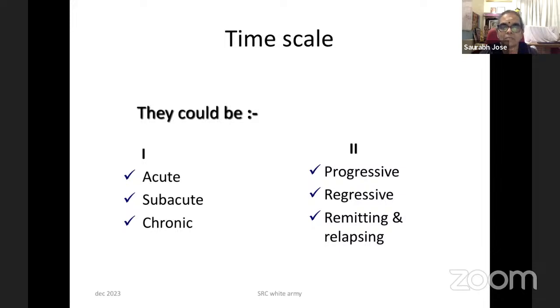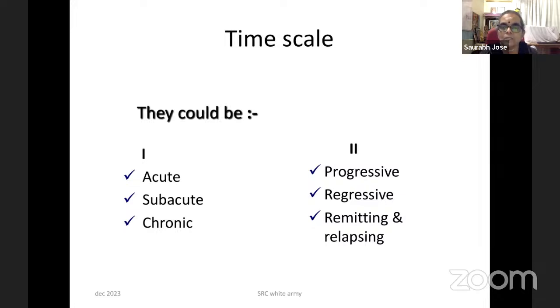Next is the time scale. Is the disease acute? Is the disease subacute? And is the disease chronic? So acute, the duration is usually less than 1 month. Subacute is 1 to 3 months. And chronic is more than 3 months. So that is the time scale.